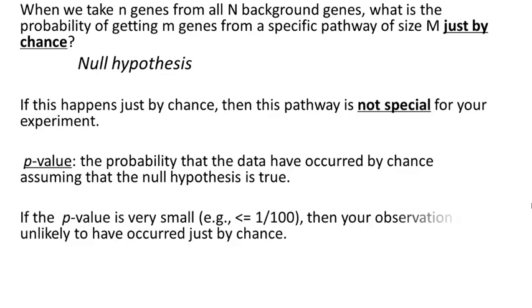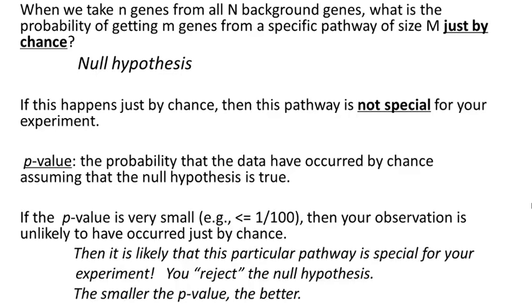If the p-value is very small, say less than 1 in 100 or less than 1 in 20, then your observation is unlikely to have occurred just by chance. Then it is likely that this particular pathway is special for your experiment. You reject the null hypothesis. The smaller the p-value, the better.